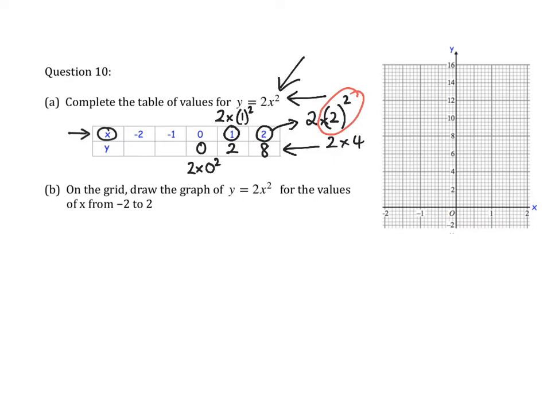And this is where it gets slightly more complicated. I'm going to do 2 times negative 1 squared. Now be careful here because often people make mistakes with negative numbers. My negative 1 squared, that's negative 1 times negative 1. That's going to give me 1. So this is 2 times 1, which is 2. Now I'm going to do my x is negative 2. 2 times negative 2 squared. Negative 2 times negative 2 is 4. 2 times 4 is 8.